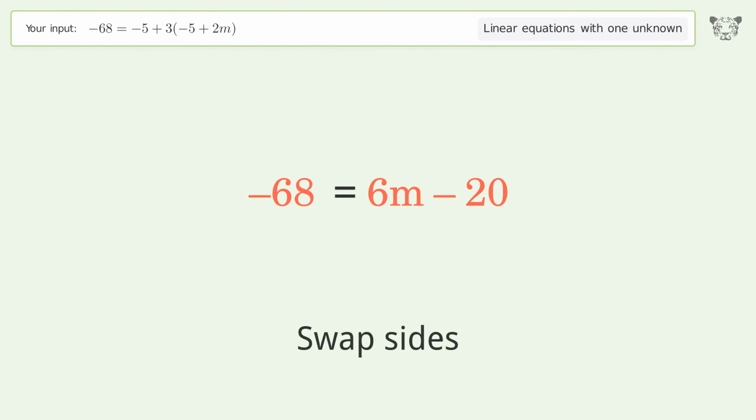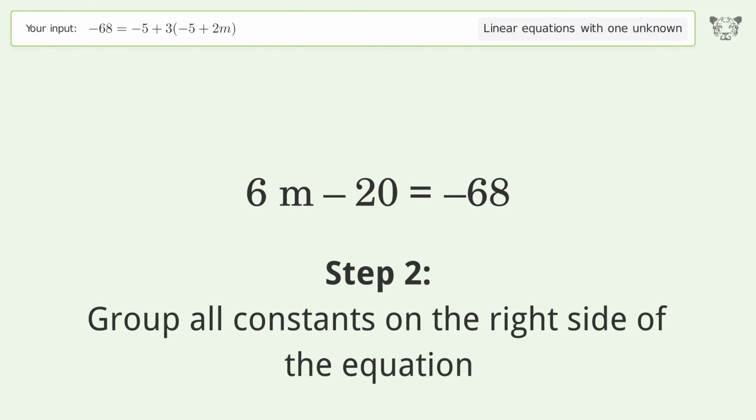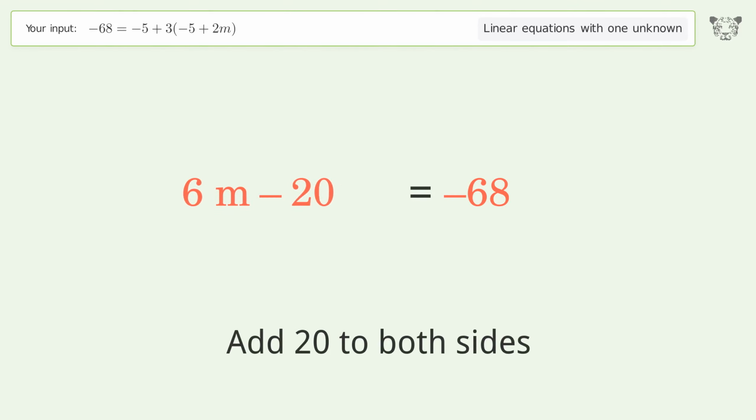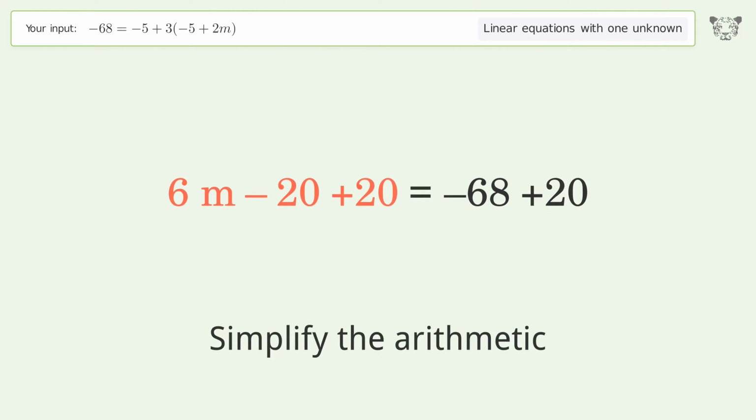Swap sides. Group all constants on the right side of the equation. Add 20 to both sides. Simplify the arithmetic.